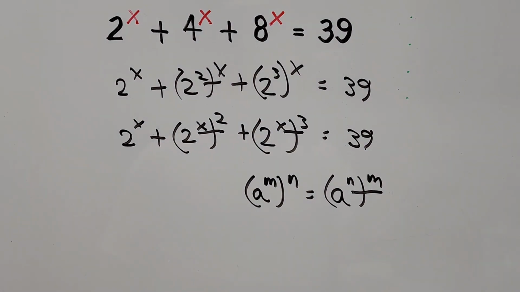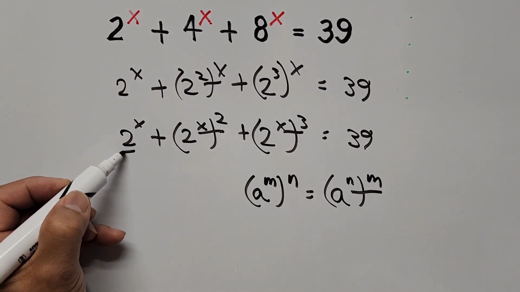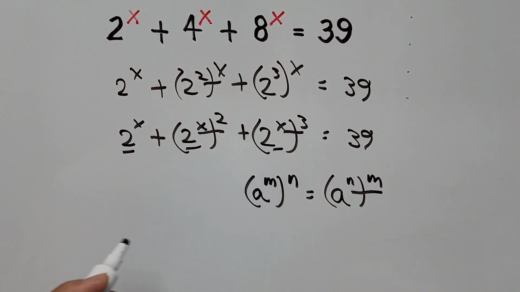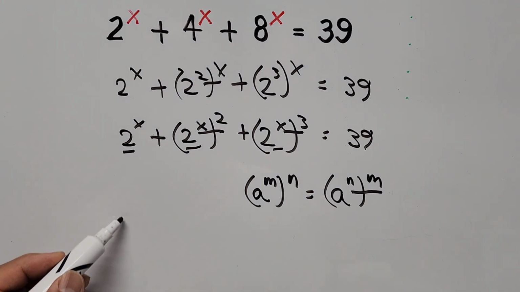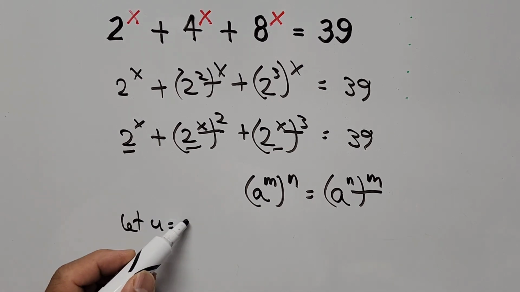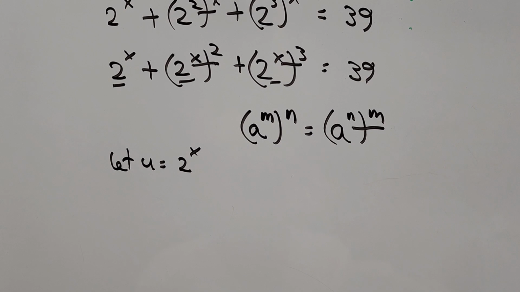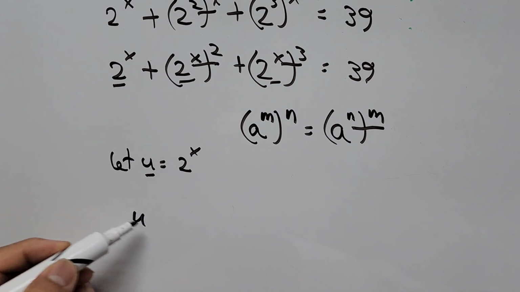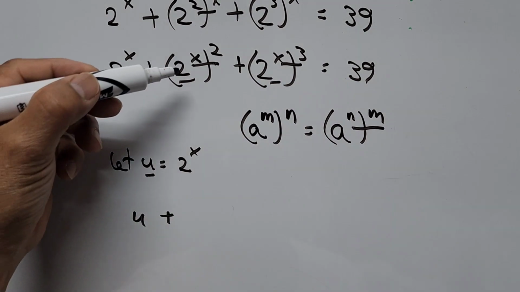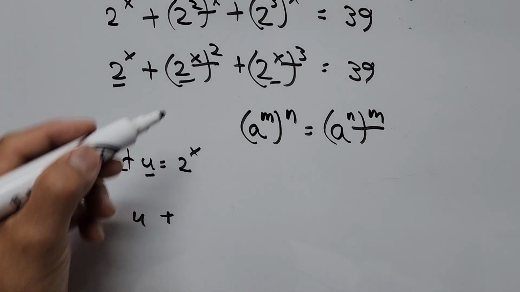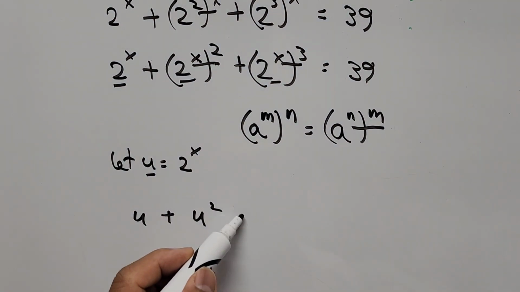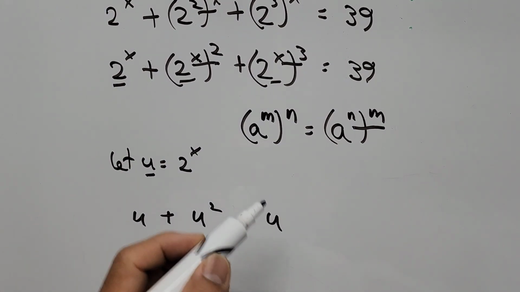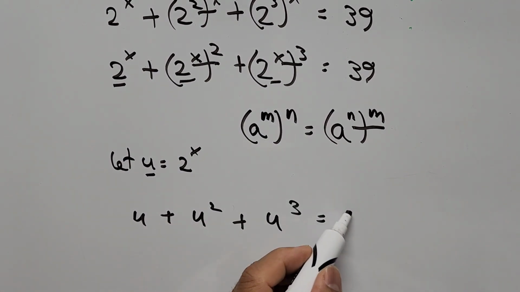Alright, so from here we do a substitution. We're introducing a variable to represent 2 to the power of x for all the terms on the left-hand side of the equation. Let u be equal to 2 to the power of x. So the equation now becomes: 2 to the power of x is u, so we have u plus 2 to the power of x raised to the power of 2 becomes u squared, plus the third term becomes u cubed, equals 39.